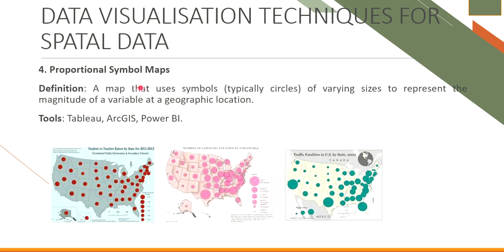The fourth one is proportional symbol map. Proportion itself indicates, so here we represent each data in terms of a circle with different sizes. You can see small circles, a larger one here. Larger ones represent large data, smaller ones represent small data of this particular magnitude of this location.